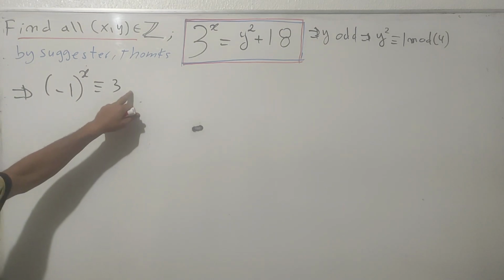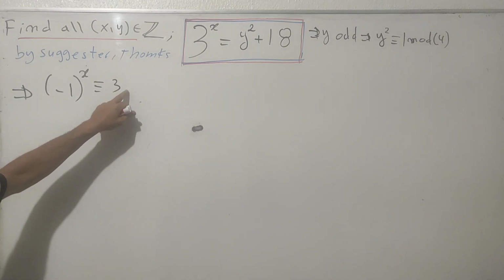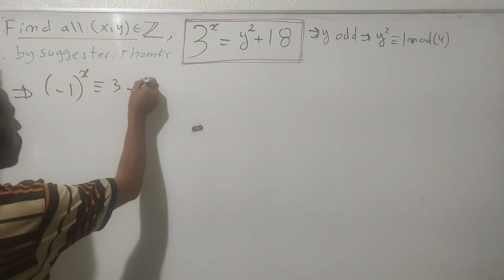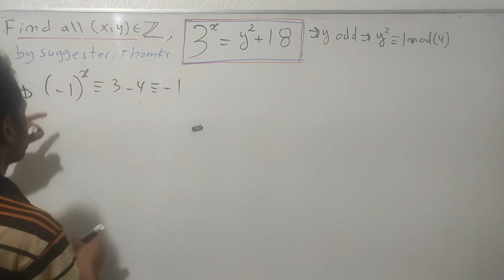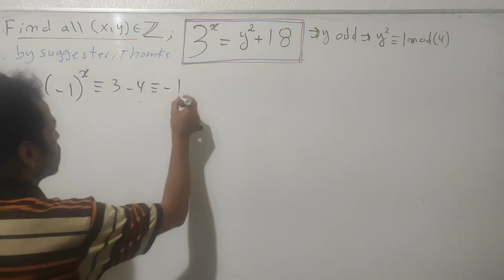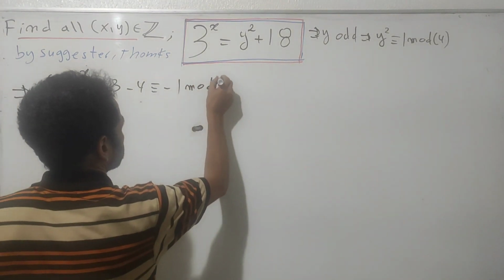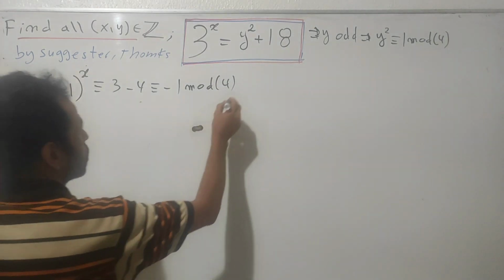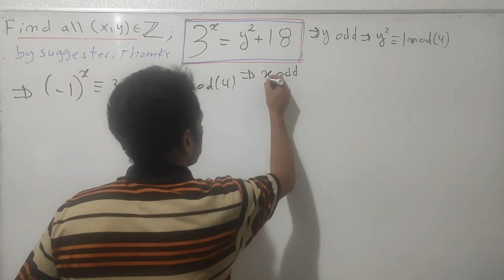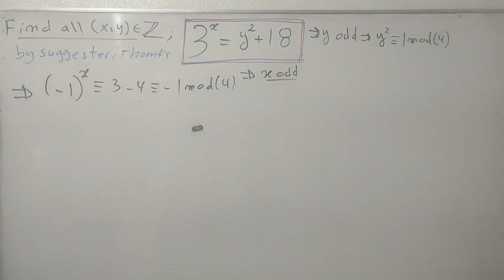Let's take minus 4 from both sides, because we are reducing mod 4 here, so we get minus 4, which equals minus 1. So in order to get minus 1 here, x must be odd. This one is telling us x is odd. Now it's very important information. We are going to use it later.